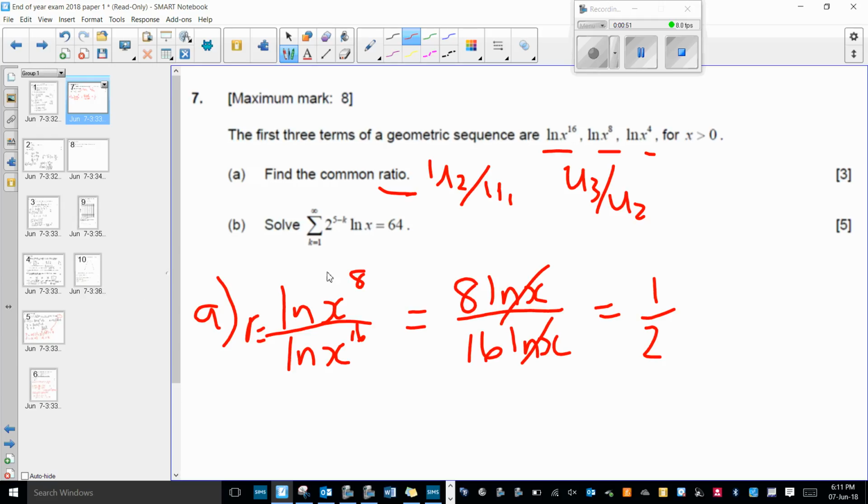Solve. K is 1. This, hopefully you remember, means sum. This symbol here is an infinity symbol. So we are finding the sum to infinity of this function and saying that it's equal to 64.